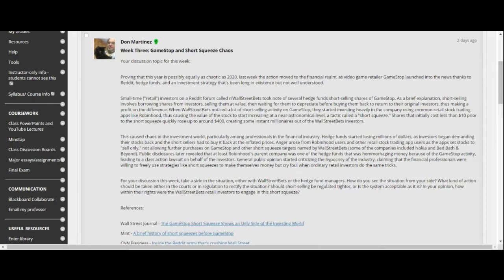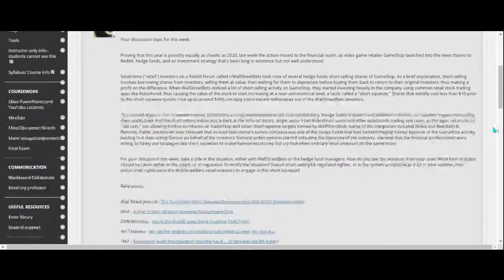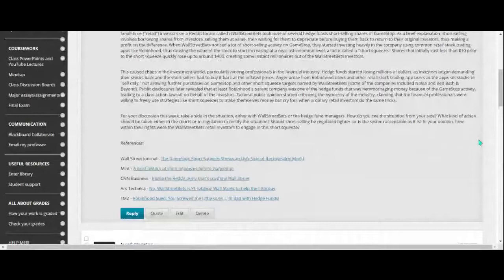Anger arose from Robinhood users and other retail stock trading app users as the app set stocks to sell only, not allowing further purchases on GameStop and other short squeeze targets named by Wall Street Bets. Some of the companies included Nokia and Bed Bath & Beyond. Public disclosures later revealed that at least Robinhood's parent company was one of the hedge funds that was hemorrhaging money because of the GameStop activity, leading to a class action lawsuit on behalf of the investors.